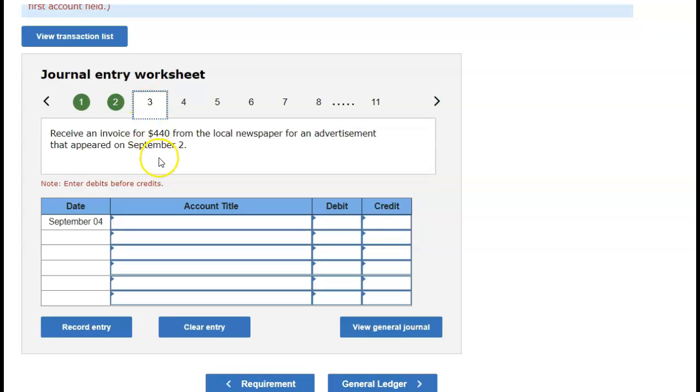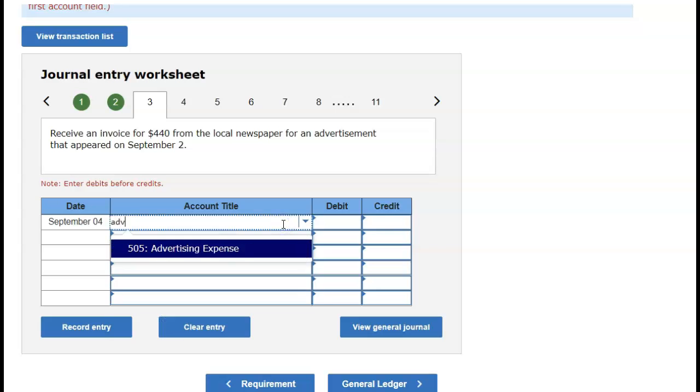We receive an invoice for $4,400 from the local newspaper for an, I call it an advertisement. Some people would call it an advertisement. I've heard it pronounced both ways. That appeared on September 2nd. Okay, so we received an invoice. We haven't paid it yet, but it was for some kind of advertising.